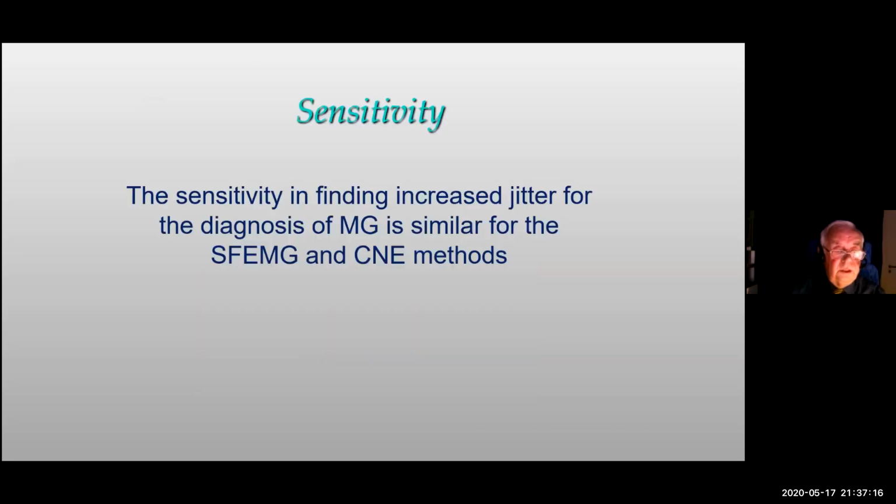So then we shall just say a few words about the comparison between single fiber and concentric. Is the concentric technique as good as the single fiber? And I think we can say yes. There are many papers now from different authors, and they have compared, and the sensitivity of the two techniques is very similar. So we can trust the concentric jitter analysis, which is good to know.